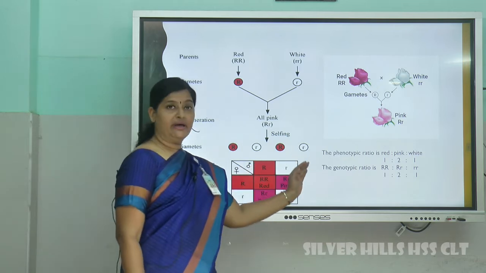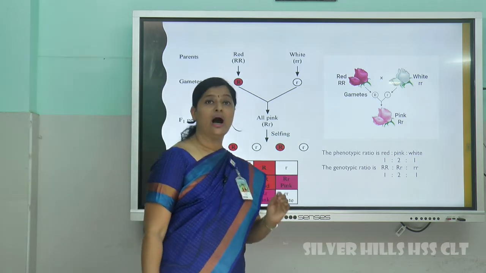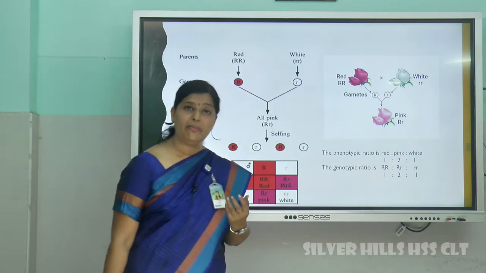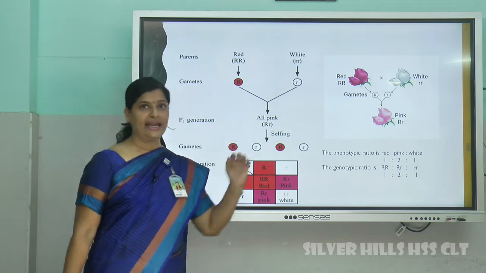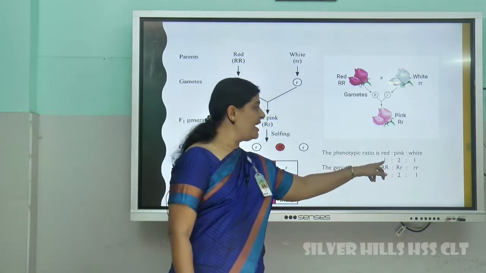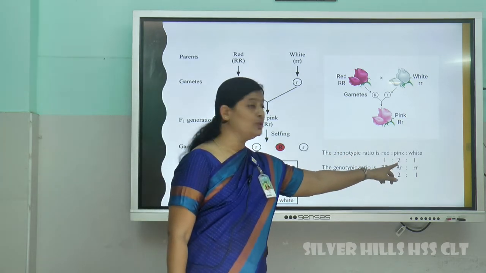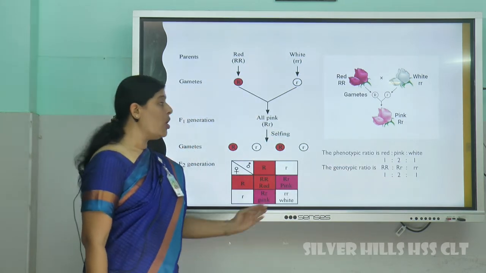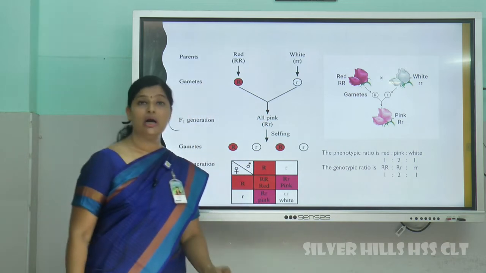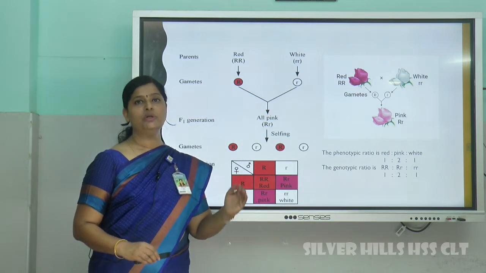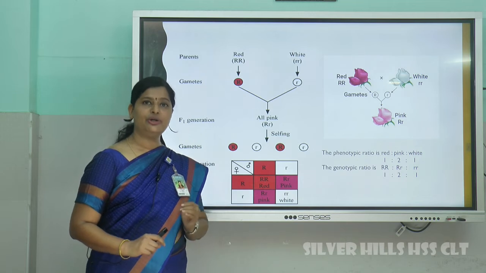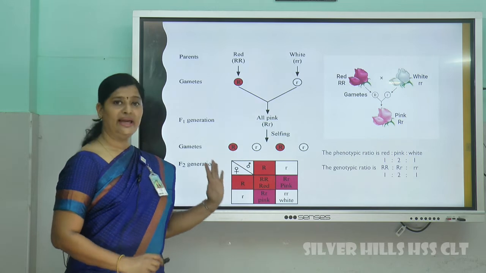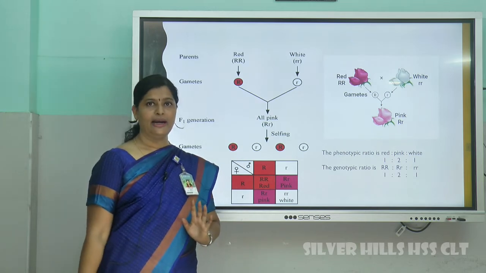So from here, in the second generation, what is the nature of the offspring? The phenotypic ratio. What do you mean by phenotypic ratio? The visible characters, isn't it? One red flowered plant to two pink flowered plants to one white flowered plant. Or the genotypic ratio is what? 1 is to 2 is to 1. So this is the ratio that we get in the F2 generation in incomplete dominance, right?